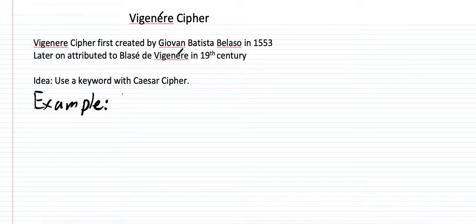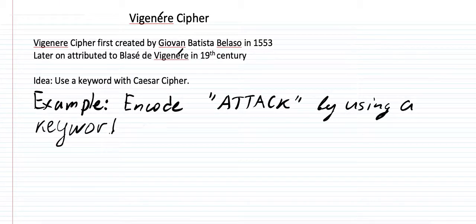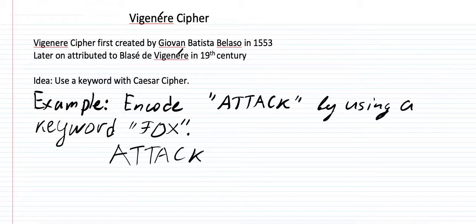And in this example, we would have to encode the word attack by using a keyword. And the keyword is fox. So basically what we need to do is we're going to write our word attack, and underneath we're going to use our keyword. So we're going to write the word fox.